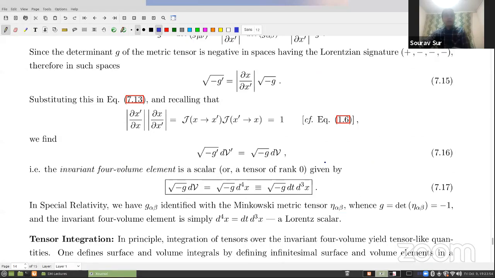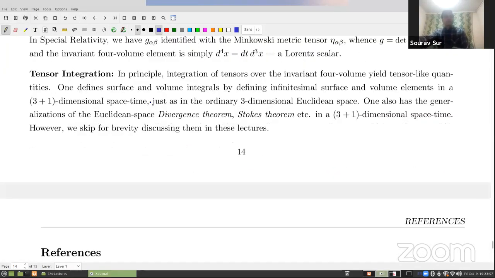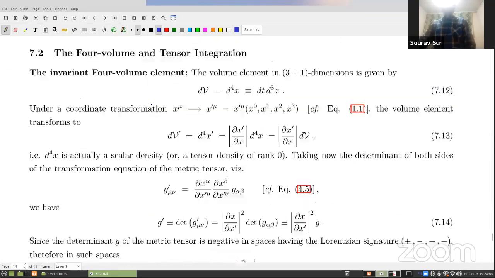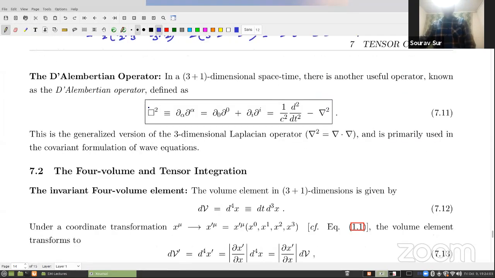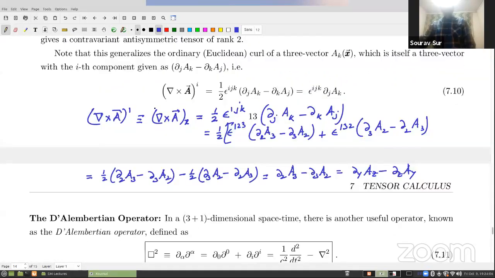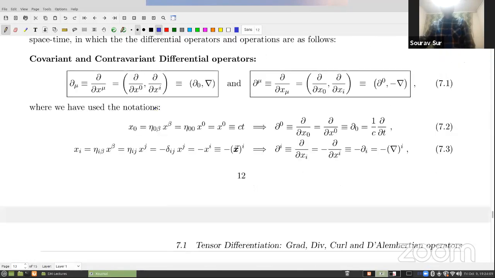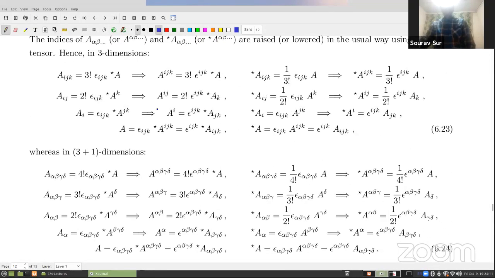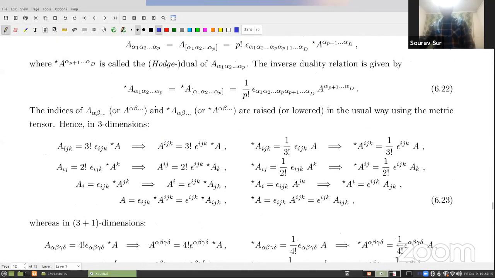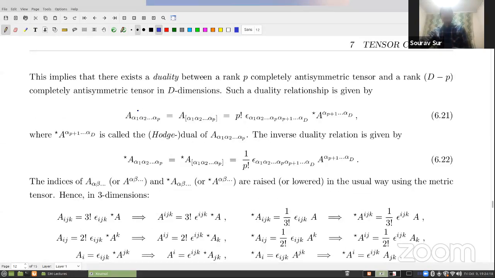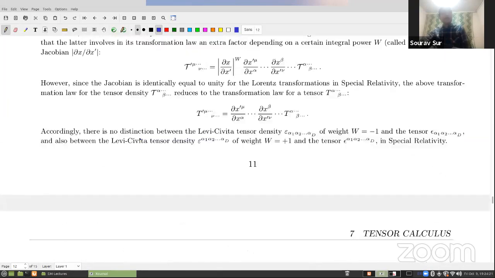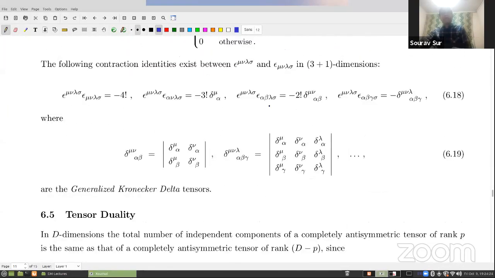The tensor integration I will not discuss here. So this ends the discussion on tensors. The details specifically regarding tensor duality I'll do as we proceed to formulate Maxwell's equations in a covariant form. I'll come back to this tensor duality later on. Okay. For the time being, let's move on to the special relativistic particle dynamics, followed by the covariant formulation of Maxwell's equations.